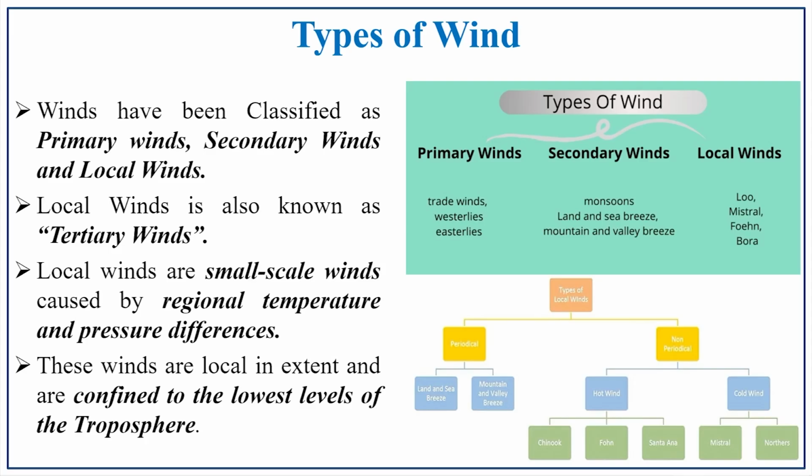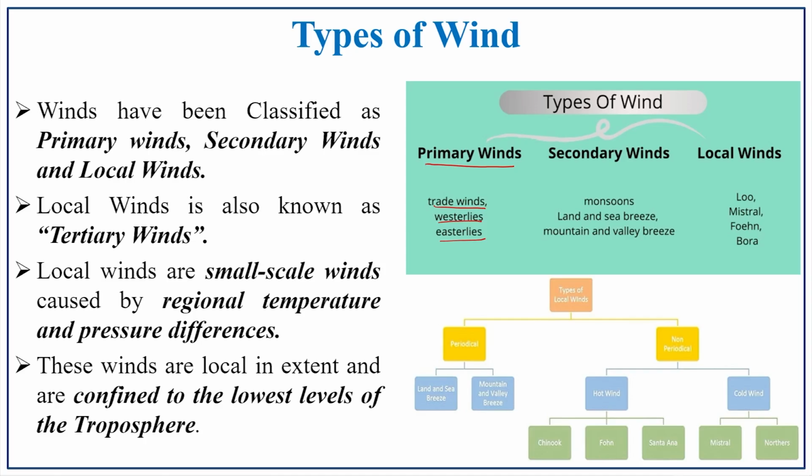What is meant by the types of winds? That is, what are the types of winds? The winds are classified as primary winds, secondary winds and local winds. In the primary winds, we have the trade winds, westerlies and easterlies. This primary winds we have discussed in the previous lecture, in the planetary winds session.